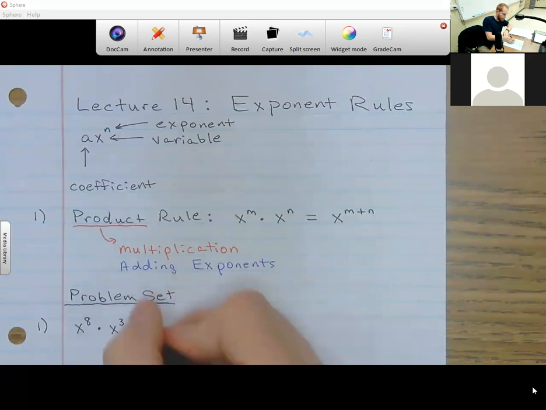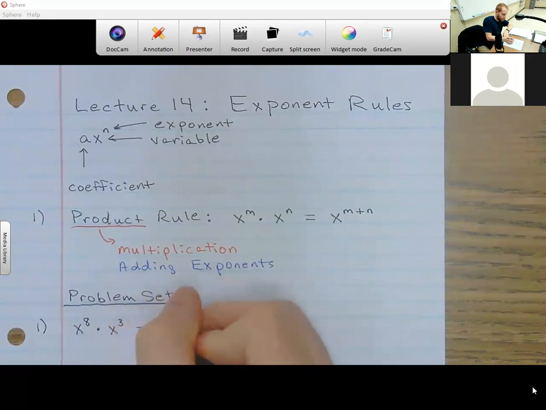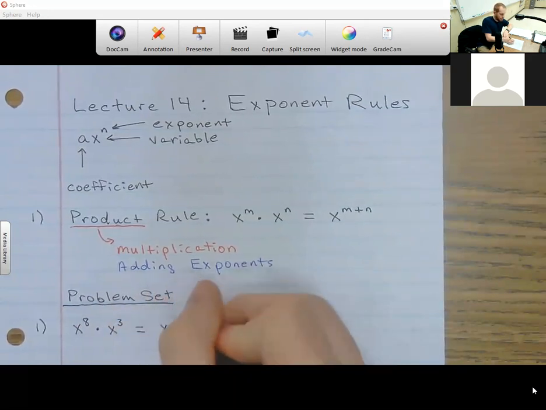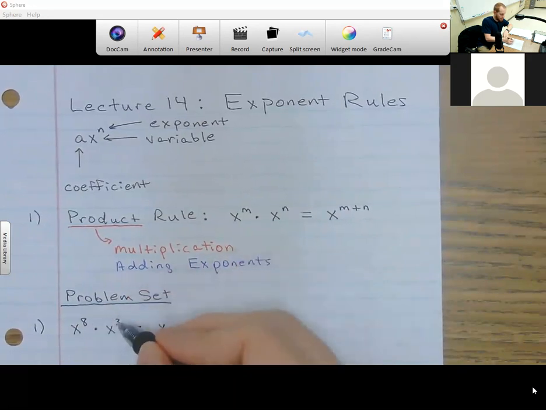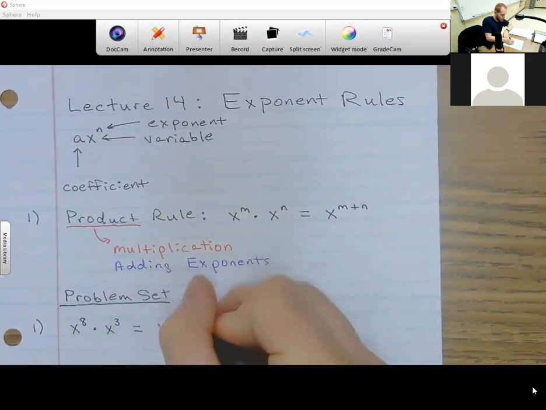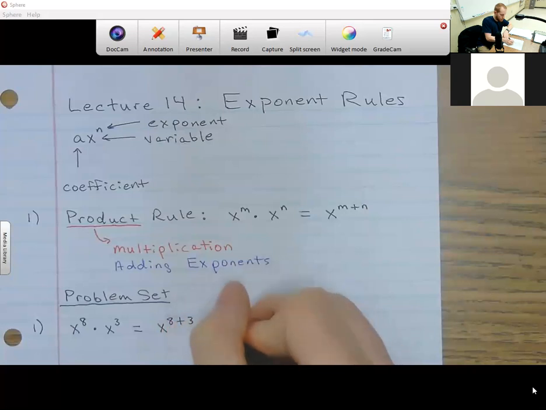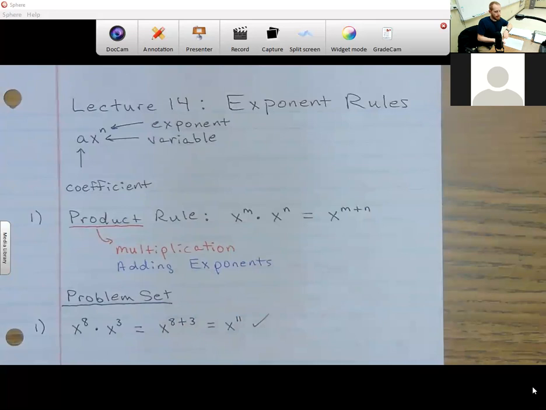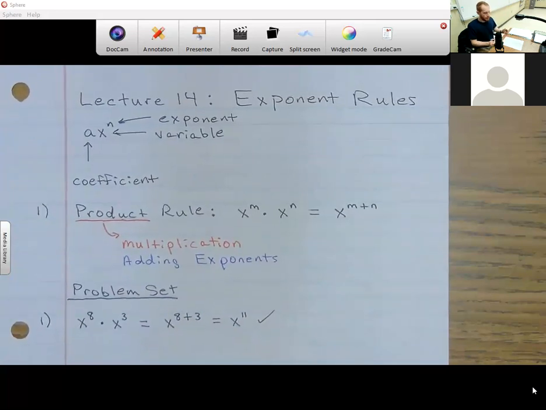So what's going to happen? I'm going to draw my equal sign. The variable is going to stay the same, but the exponent is going to become 8 plus 3, which you know is 11. So I'm going to have x to the 11th power. That's my answer.